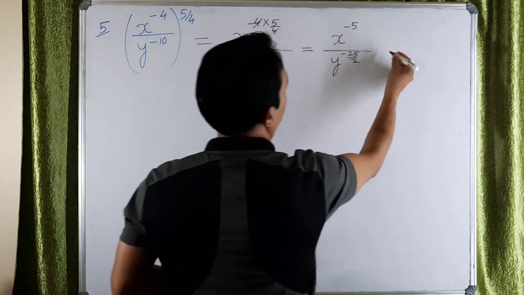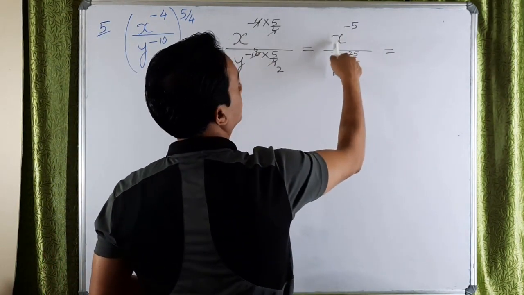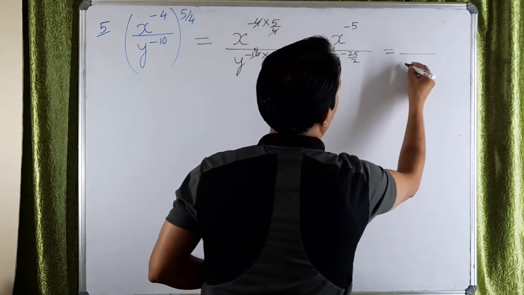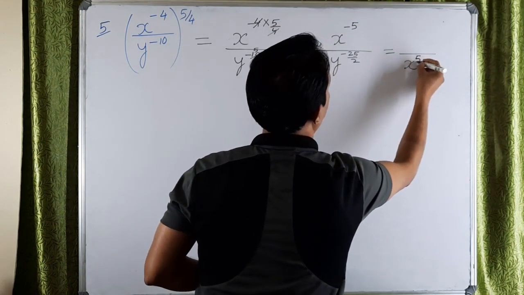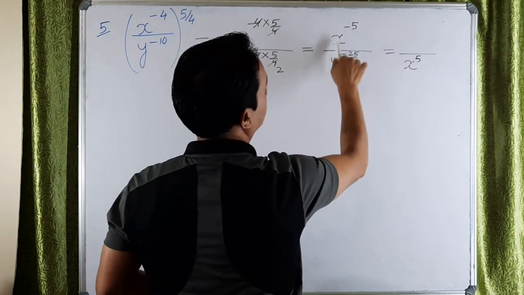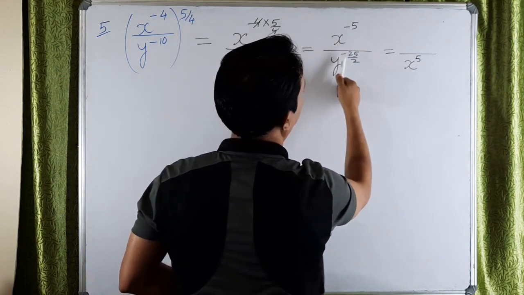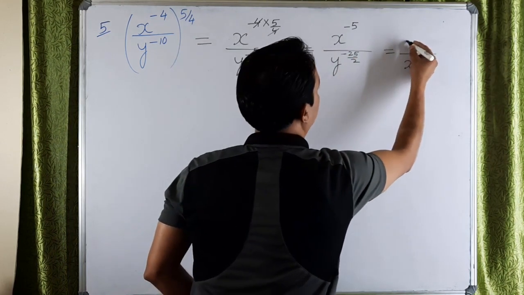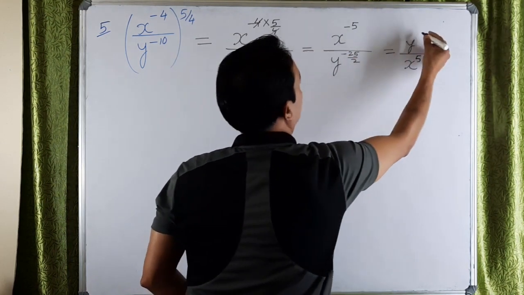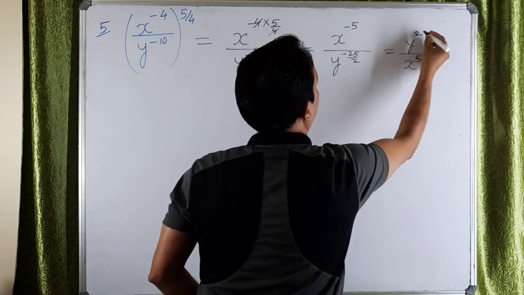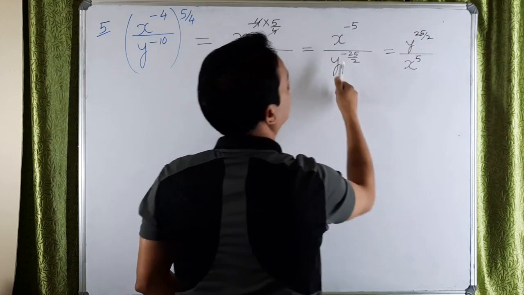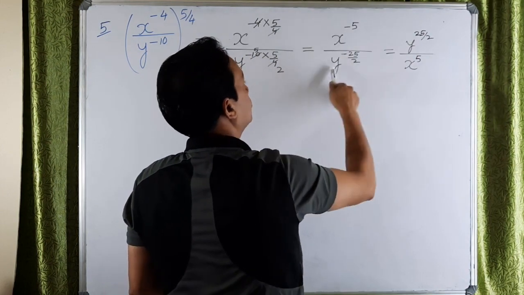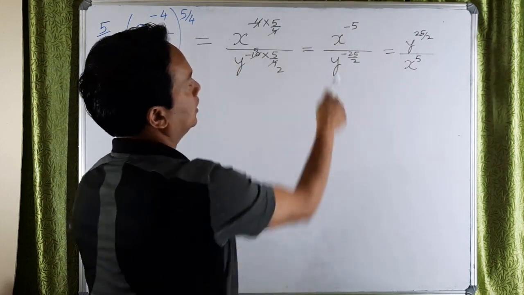Now, since the power of x is negative, this will become reciprocal. x is in the numerator, x will come to the denominator with positive power. So minus 5, you bring x to the denominator, it becomes plus 5. And y also has negative power in the denominator. So if it becomes reciprocal, y will go to the numerator with positive power. So this minus power, if we want to make it positive, it will become reciprocal. So y will go up and x will come down.